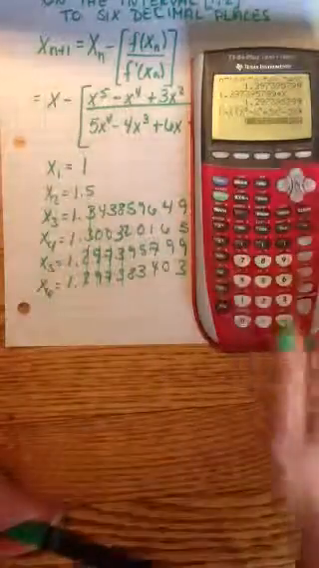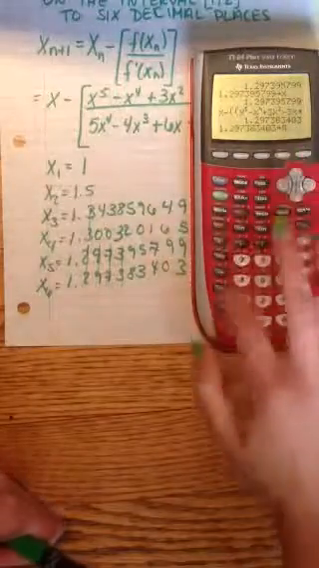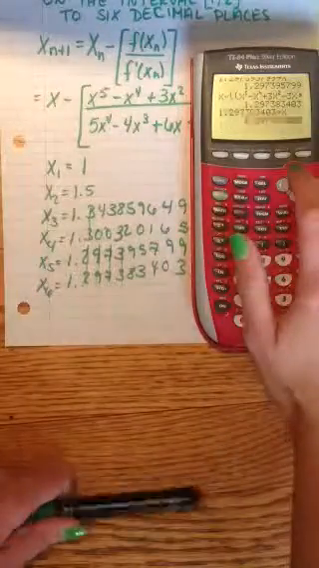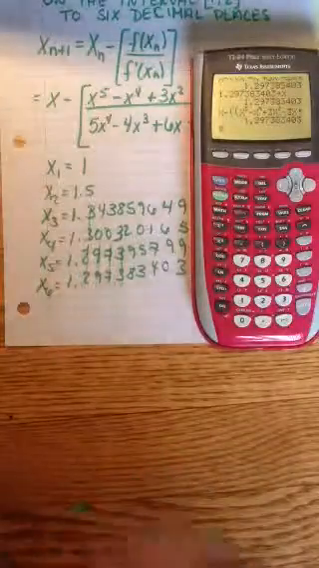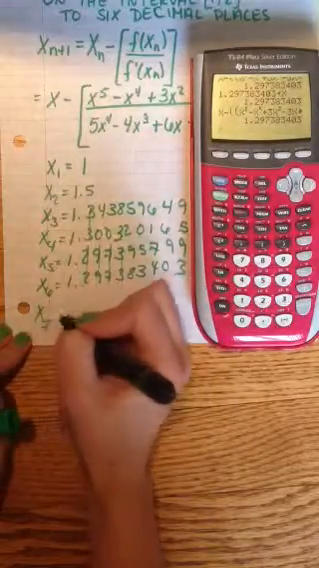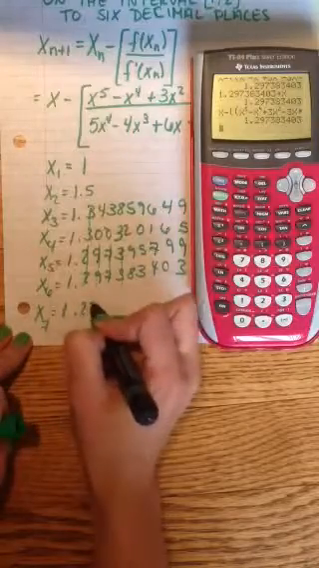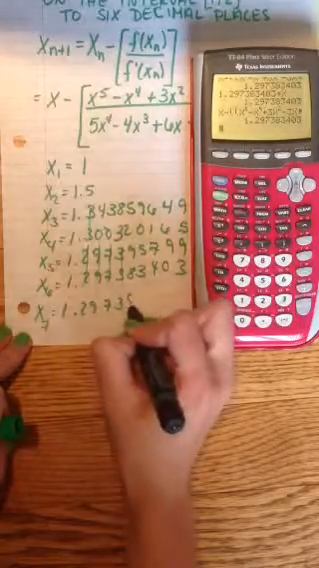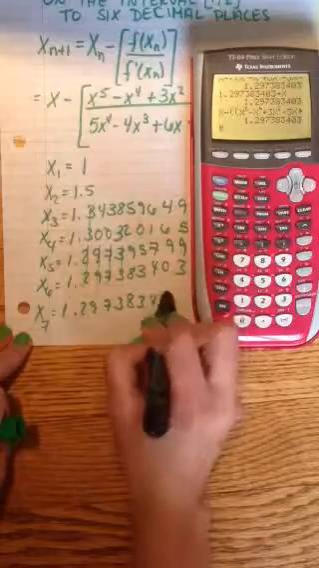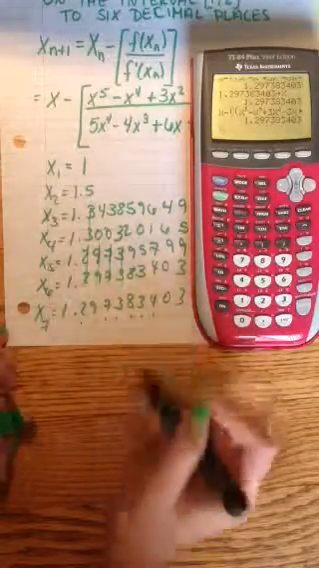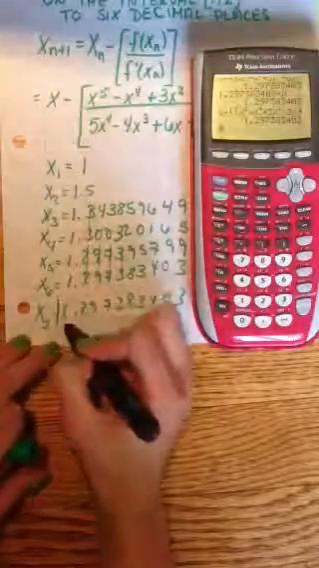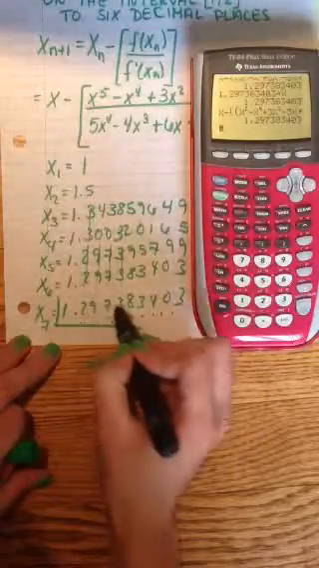So all we need is 2 more. So store this as x. Plug it in. And we get x7 is 1.2973833403. So that's more than 6. We have 1, 2, 3, 4, 5, 6, 7, 8, 9 that match, but we only need 6.